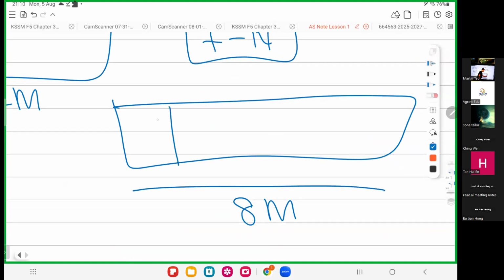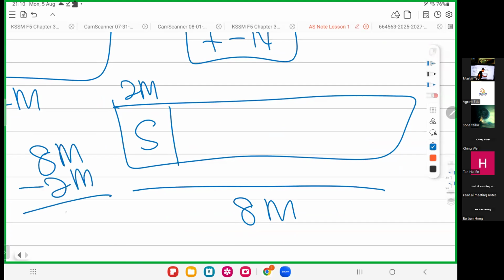So S, cut it 2 meters. So after you cut the S 2 meters, how much do you still have left? Your cake is 8 meters. You cut 2 meters already. You still have 6 meters, right?